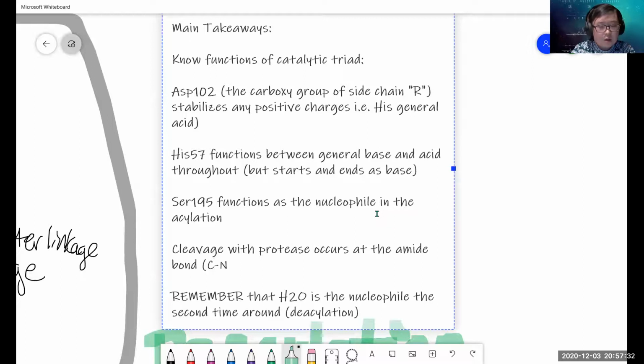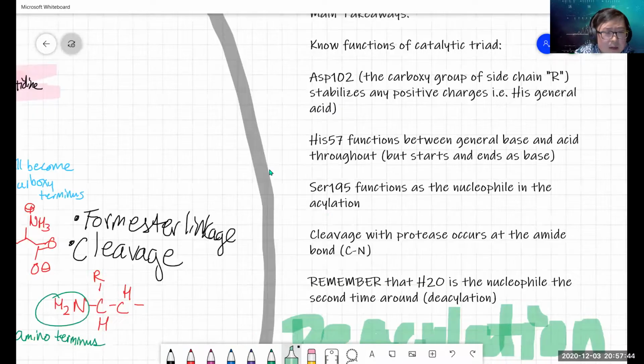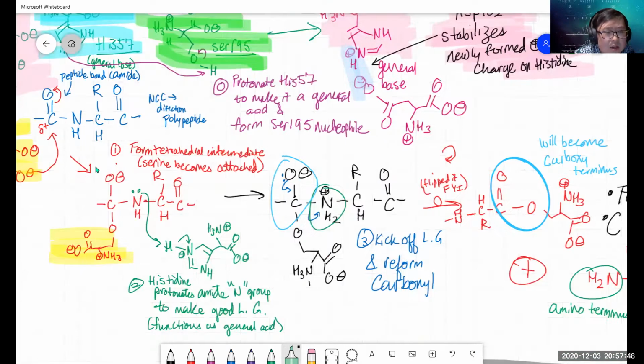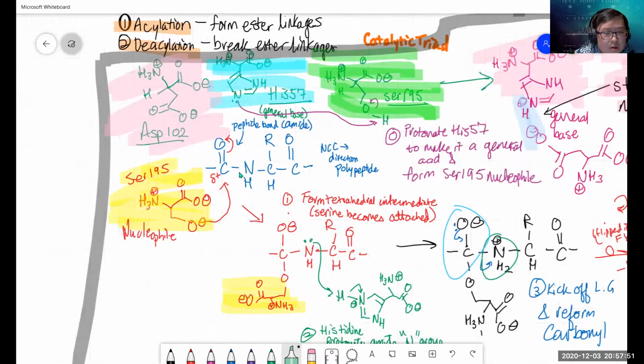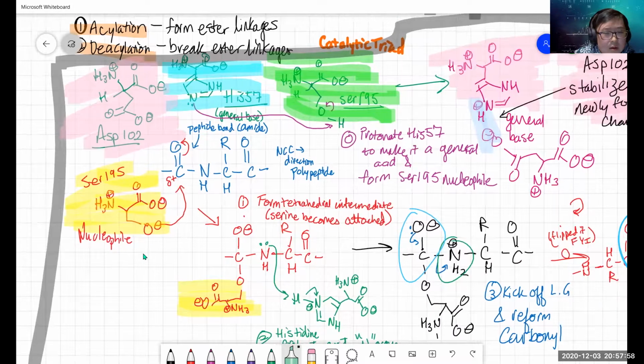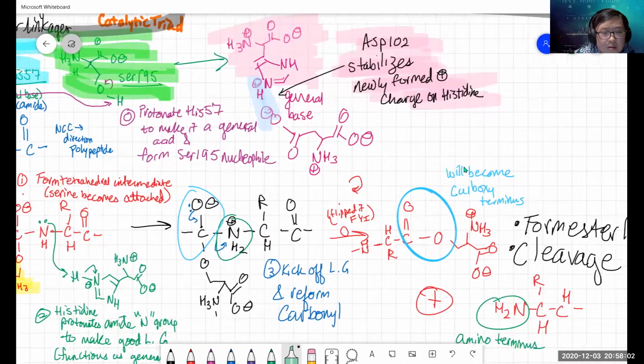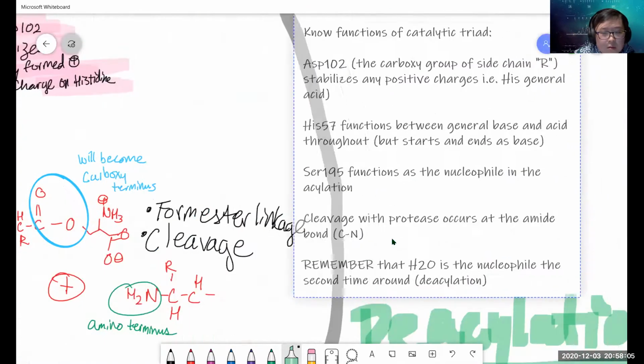CN. So which carbon to which N? So N is bonded to that carbonyl and is bonded to an alpha carbon. So the one that you actually cleave is not between the alpha carbon and N, but the one that's between, right here, the amide bond. So between carbonyl and N.